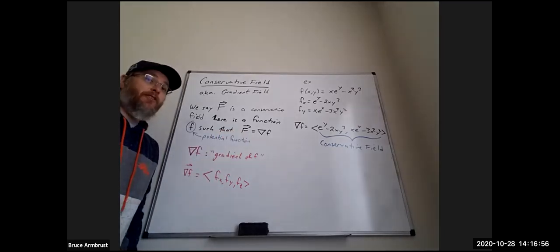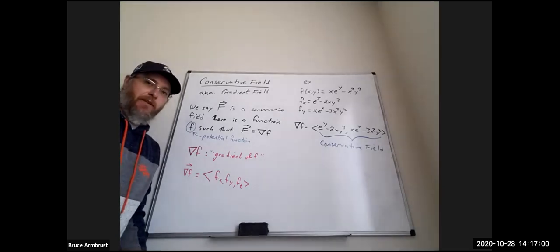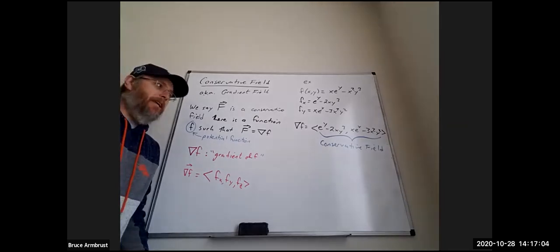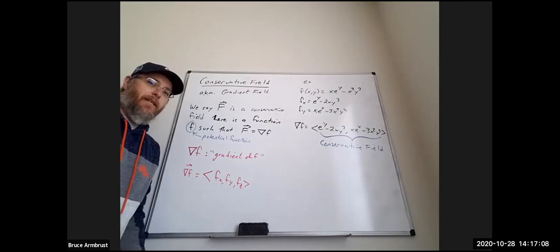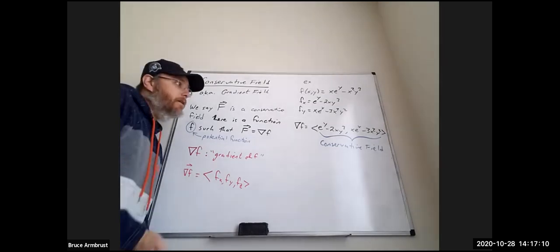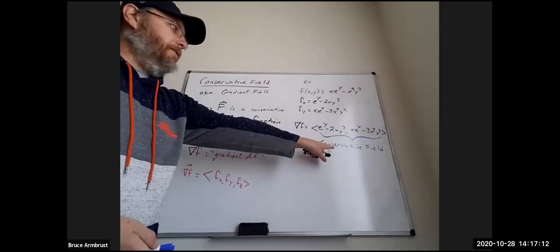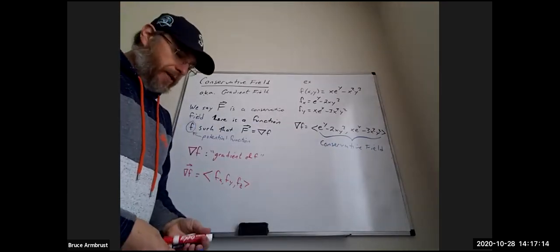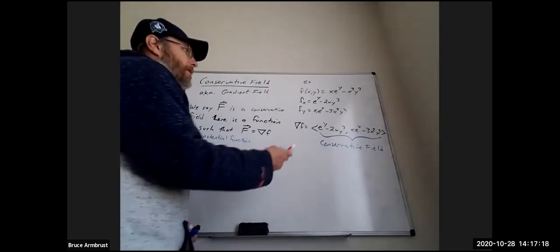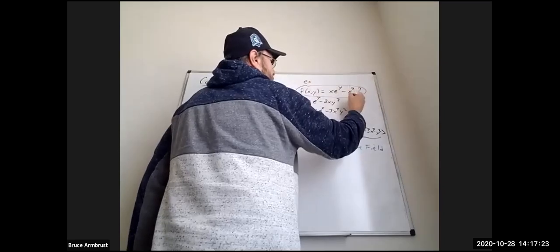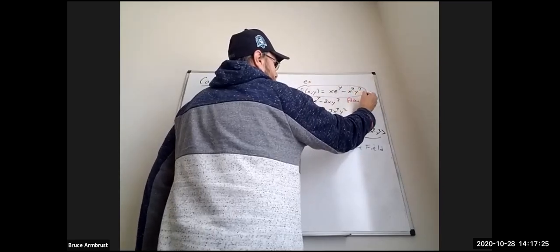So every conservative vector field has a potential function. And that potential function is the one whose gradient is our conservative field, right? So if this were our field, e to the y minus 2xy cubed, comma, x e to the y minus 3x squared y squared, then this original function, this is our potential function.